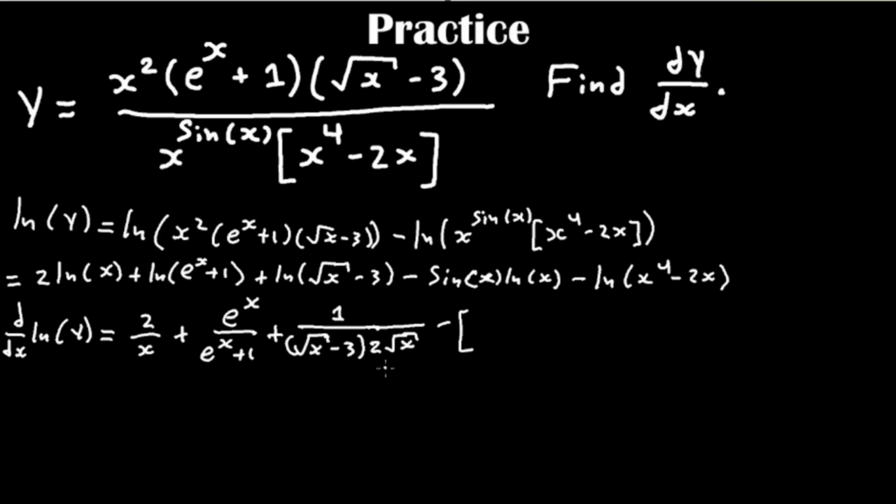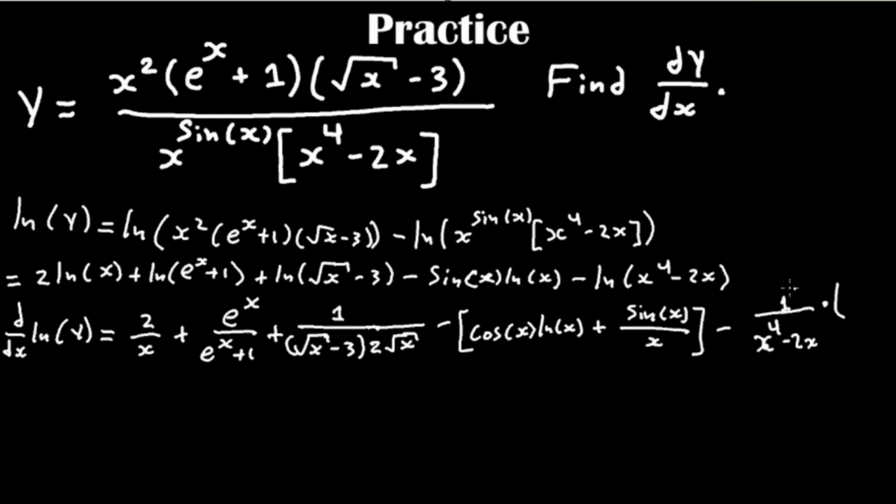That's going to be a product, so we need the product rule. The derivative of sine x is cosine x times natural log x. And then we have a plus sine x times the derivative of natural log x. That's sine x over x. And then we have one more term, the derivative of natural log of x to the 4th minus 2x. That's 1 over x to the 4th minus 2x. And then the derivative of the inside is just 4x cubed minus 2.